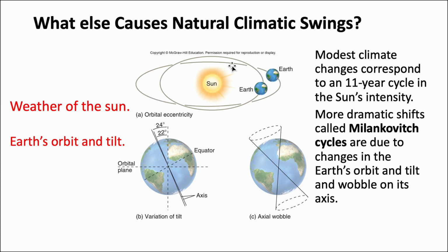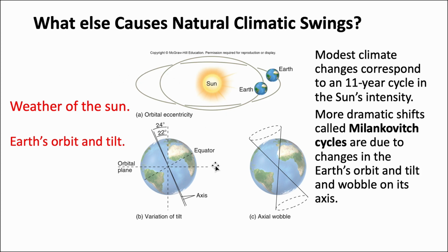Obviously, when it's more elliptical, you're going to have warmer periods because the distance from the sun to the Earth is diminished, especially along here. And then it's going to be colder on through these parts of the year. Additionally, you have the axial wobble change over several thousands of years.